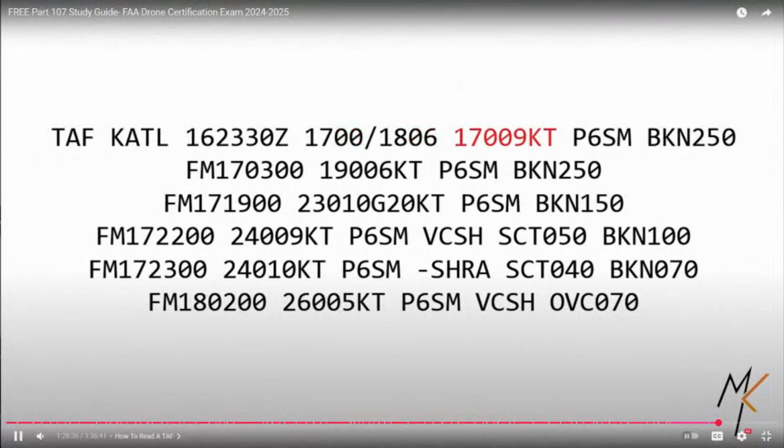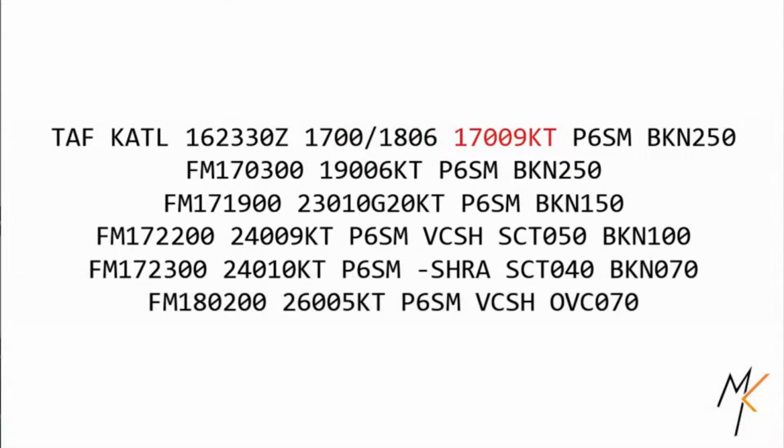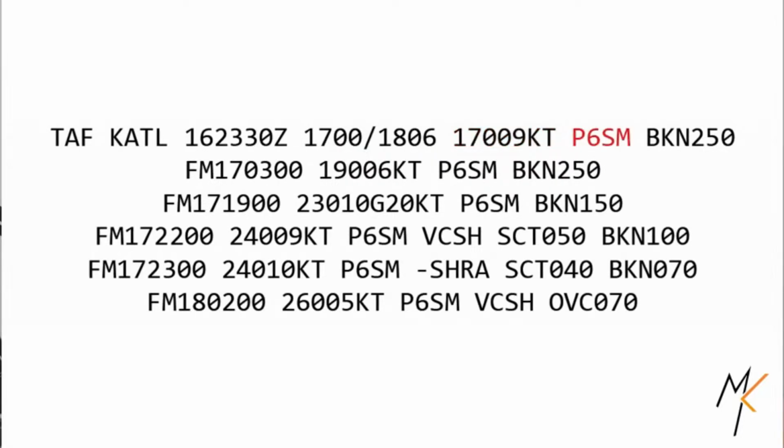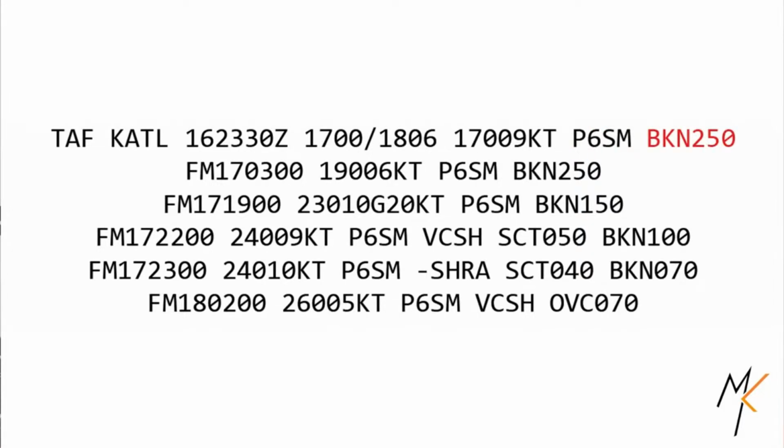The last of this information on the top row is the conditions at the airport. You have winds at 170 at 9 knots. P6SM tells us we have +6 statute miles of visibility, with clouds broken at 25,000 feet. Remember, those numbers are measured in hundreds of feet, so 250 times 100 gives you 25,000.